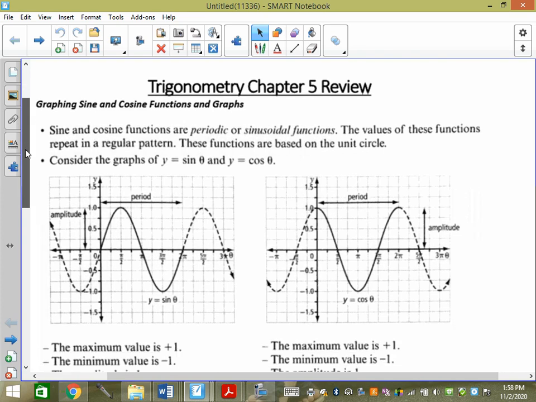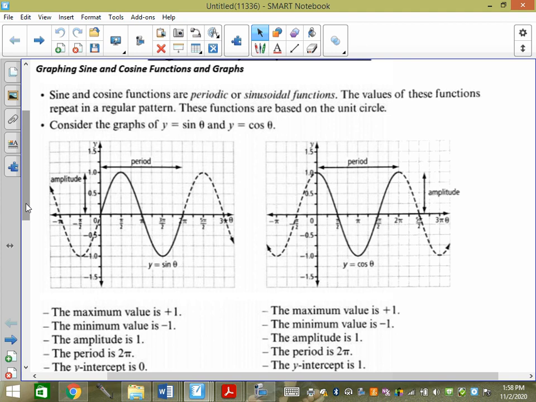Okay, so just going quickly through sine and cosine graphs. Sine and cosine graphs are periodic or sinusoidal functions. The values of these functions repeat in a regular pattern. These functions are based on the unit circle. So remember, we took the degrees and the y values and we drew the sine graph, the degrees and the x values and drew x values as the y's and drew the cos graph.